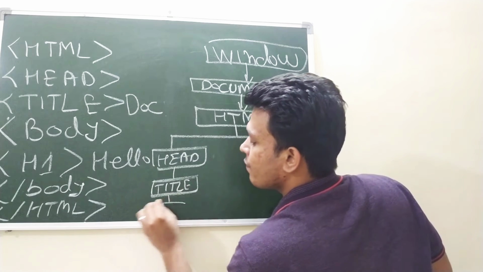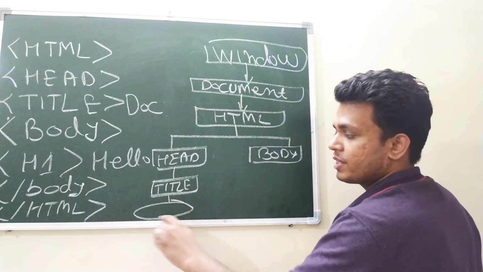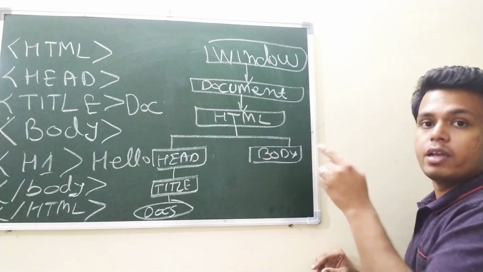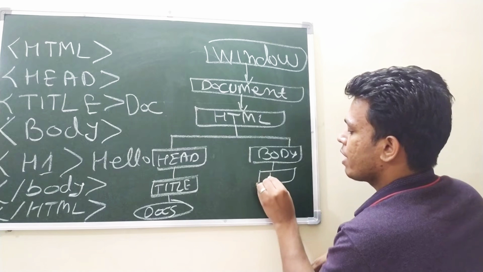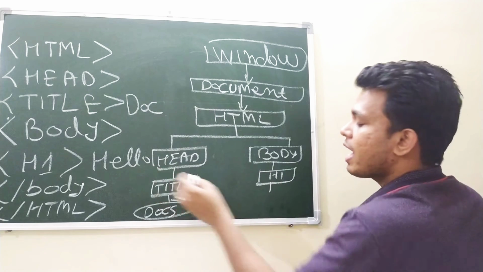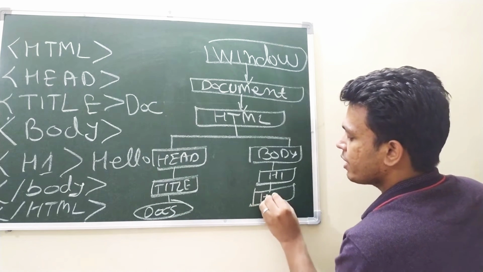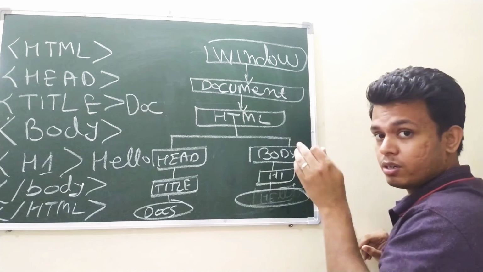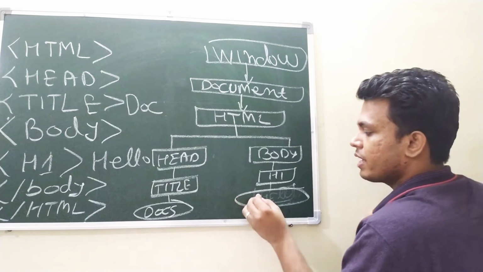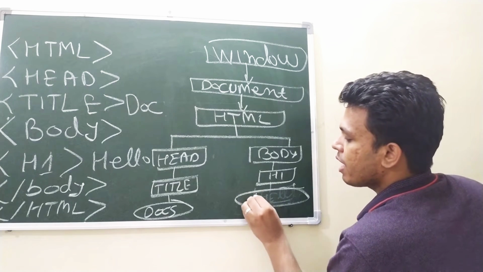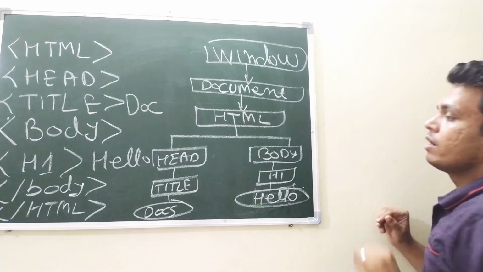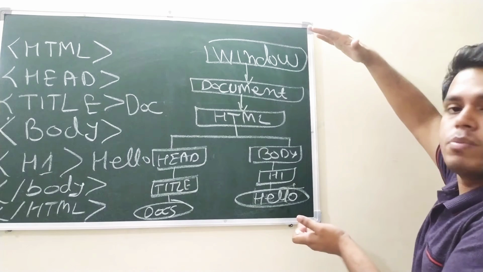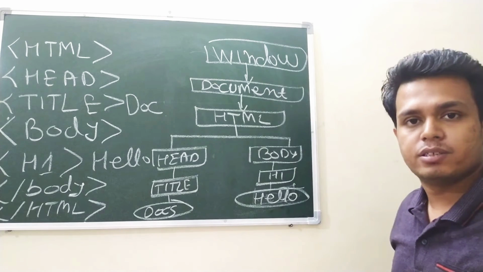In the title, we have one leaf. Leaf is represented by the oval, right? What we have to write? Docs. In the body, we are having the H1 tag. So I am writing H1. H1 is having hello. So this hello is written here. Okay, sorry, my mistake. This data should be in a leaf, in an oval. So this should be hello in an oval. So that is how a browser generates a DOM structure of your HTML page, right?